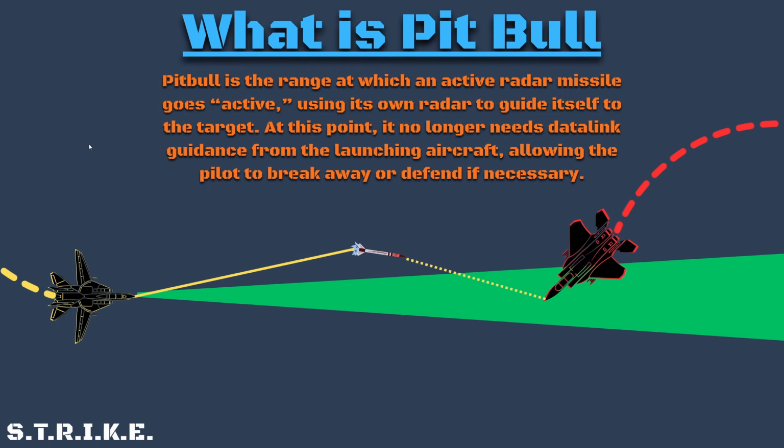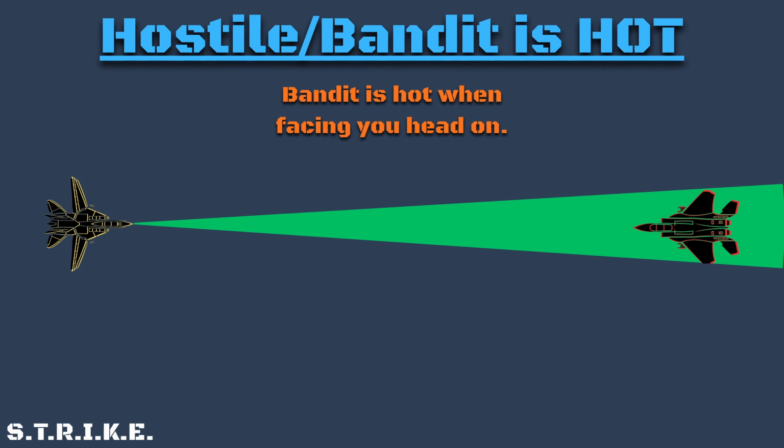What is Pitbull? Pitbull is the range at which an active radar missile, a FOX3, goes active using its own radar to guide itself to the target. At this point, it no longer needs data link guidance from the launching aircraft, allowing the pilot to break away or defend if necessary.